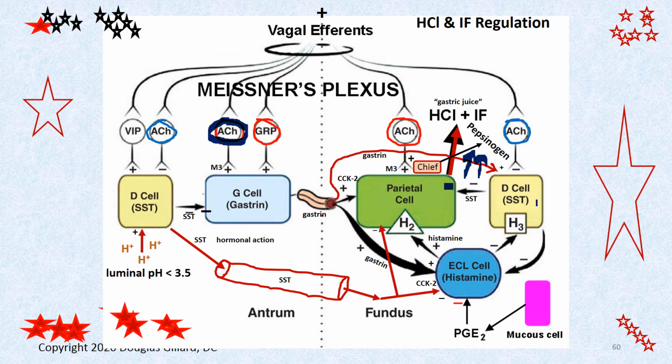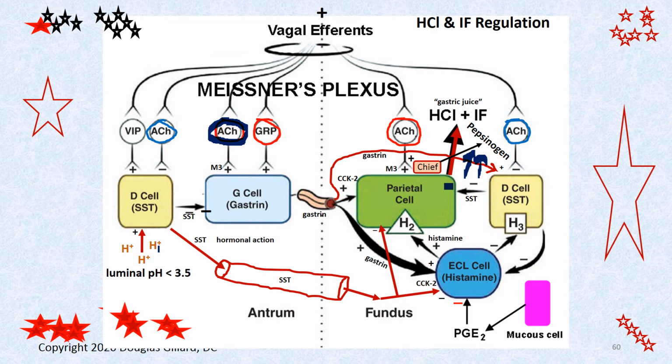As we will see. All right, so that is about the end of the gastrin story. There's a GRP, gastrin-releasing peptide, that also comes from Meissner's plexus, does the same thing, binds to G cells, stimulates the release of gastrin to do those three things. Let's see, what else can we say about this?